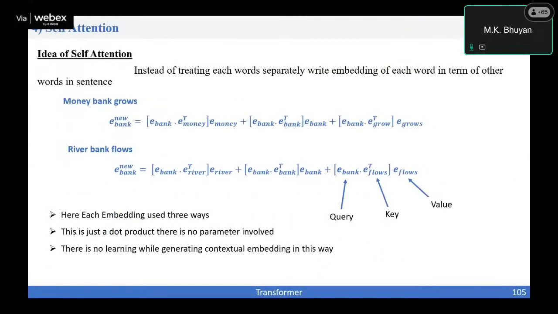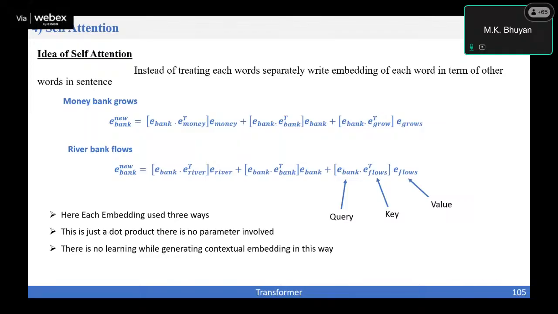So you can see we are considering this money bank grows. We are finding the dot product between e bank and e money, and this dot product is multiplied with e money. Similarly, e bank transpose, that is the dot product between the embedding vector bank and the embedding vector bank we are finding, and after this dot product we are determining, it is multiplied with e bank.